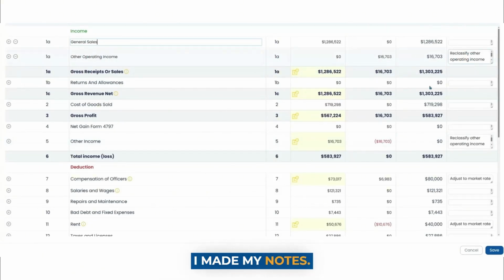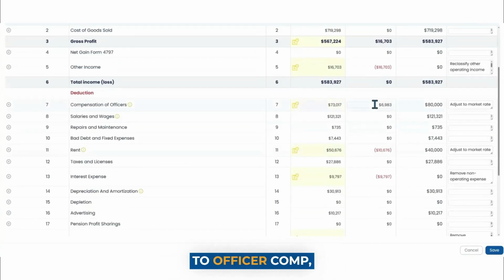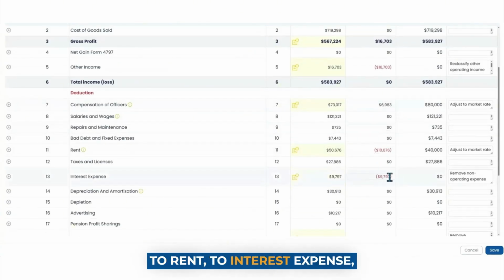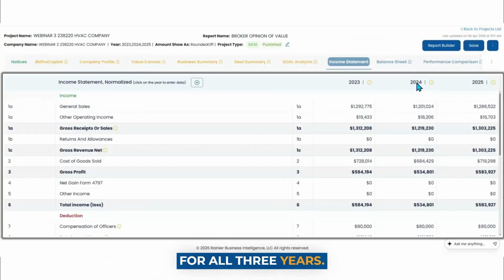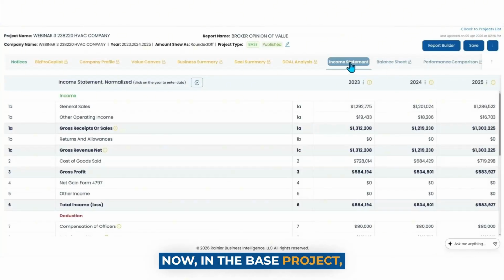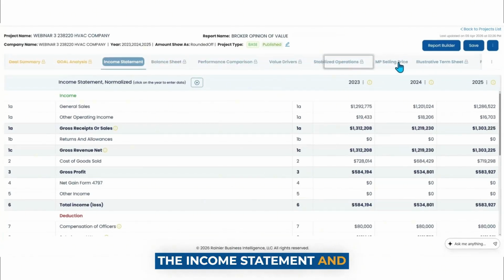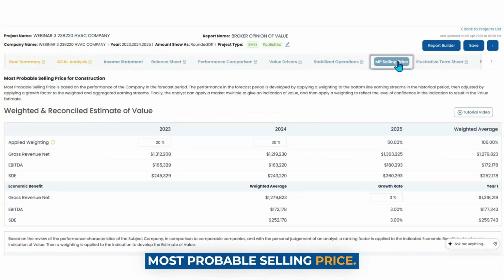I made my notes. I made my adjustment to officer comp, to rent, to interest expense, and that employee benefit, and I made my notes there. And I've done that for all 3 years. Now, in the base project, we have 2 active modules, the income statement and most probable selling price.